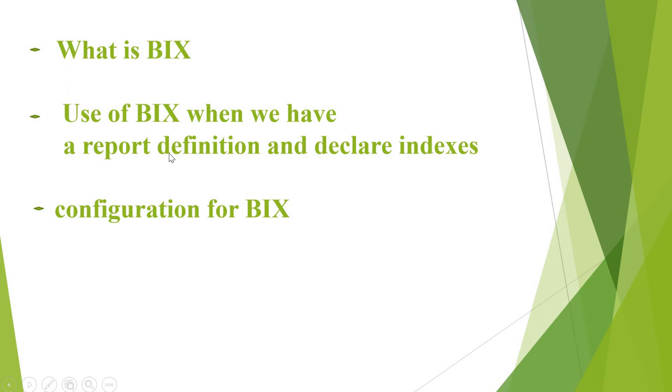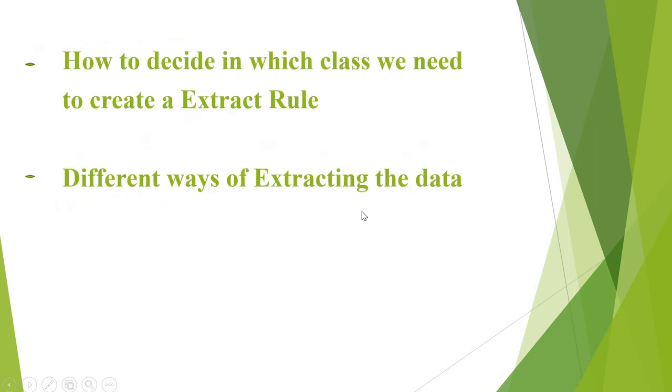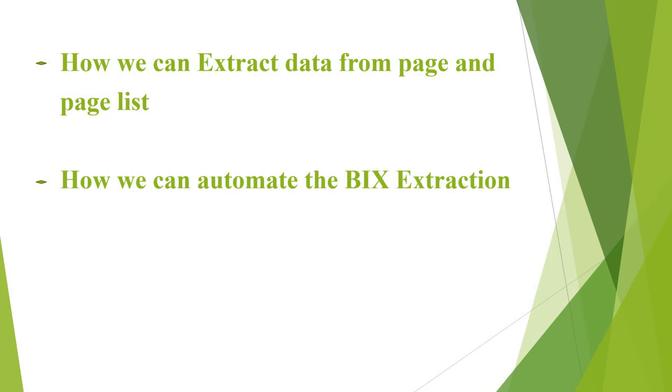What is BIX? When we have a report definition and declare indexes, do we really need a BIX rule? Then the configuration of BIX, and how to decide in which class we need to create an extract rule, and the different ways of extracting the data from source to destination, and then how we can extract the data from page and page list properties, and how we can automate the BIX extraction without manual intervention.